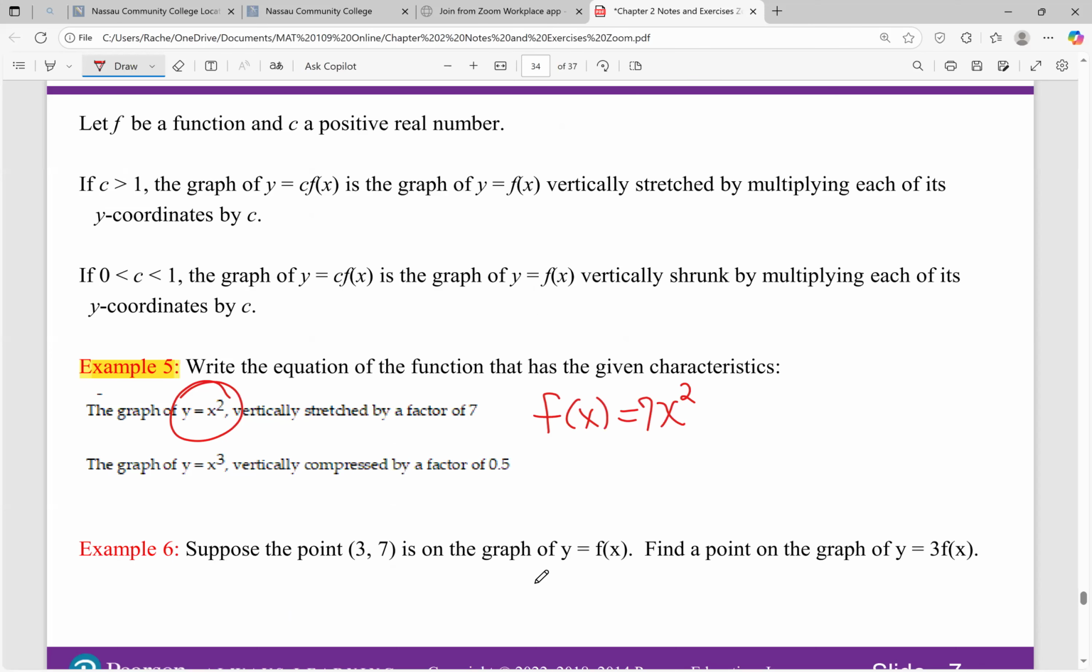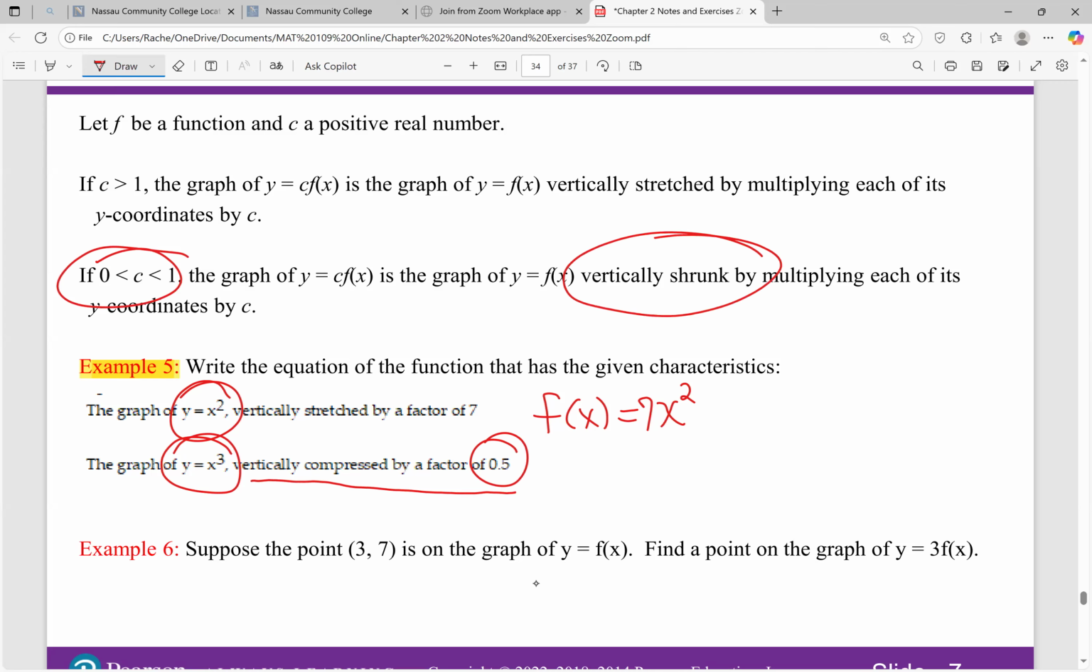And let's do an example of a vertical compression. So suppose we have our cubic function, y equals x to the third, and now we want to compress it by a factor of 0.5 or a half. So a half is between 0 and 1. So we know we're going to be vertically shrinking the graph. So the equation is going to be 1/2 times x to the third.